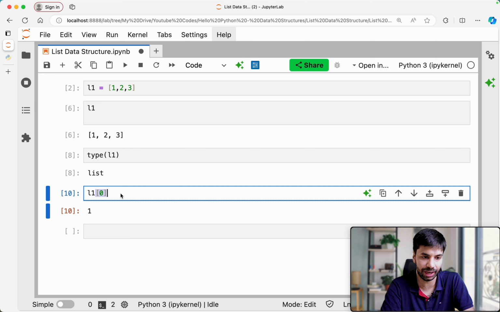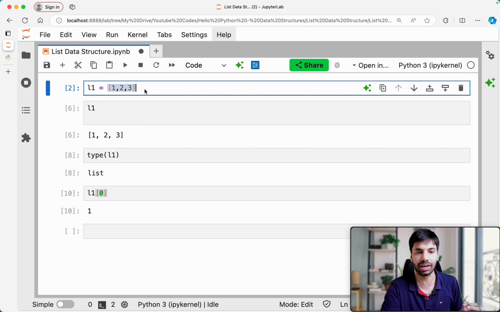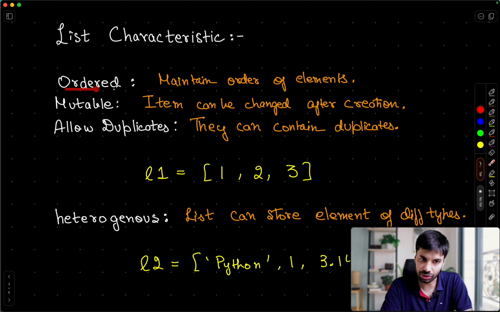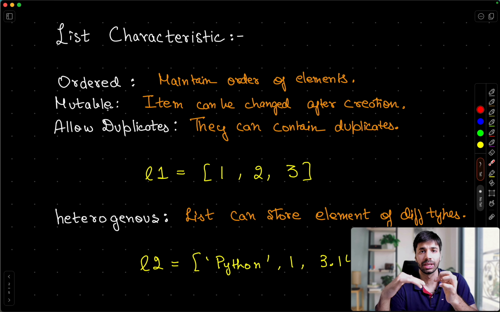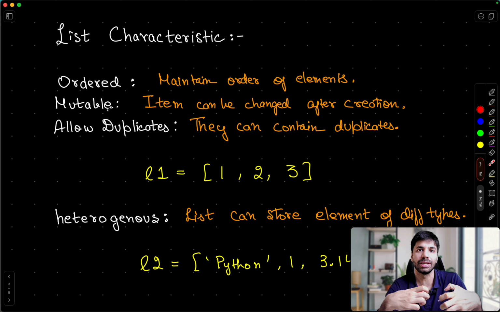This square bracket is for indexing, and this is basically used when we are defining our list. So don't get confused by that. So they are ordered, they maintain the order of our elements. Second is mutable. These properties are very important to understand because these are the few properties which will be different when we see different data structures.